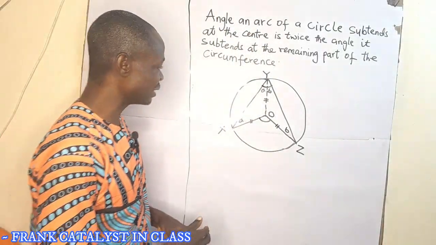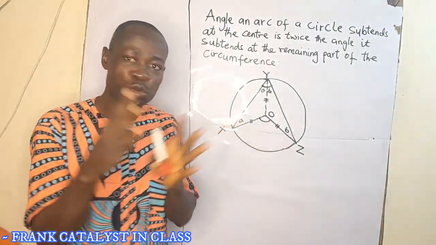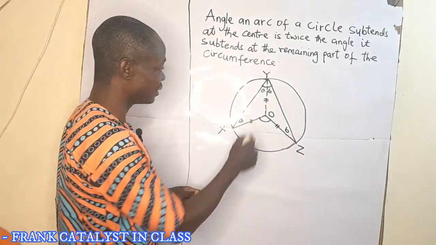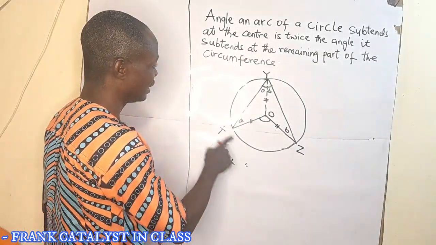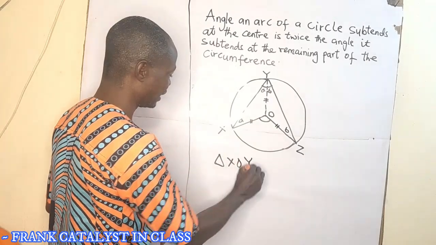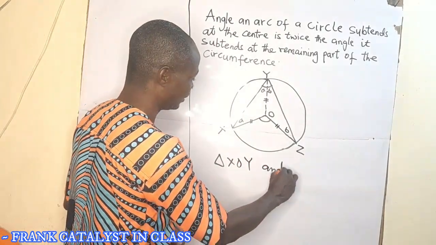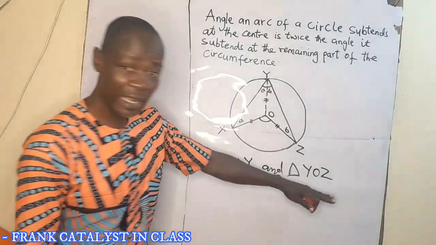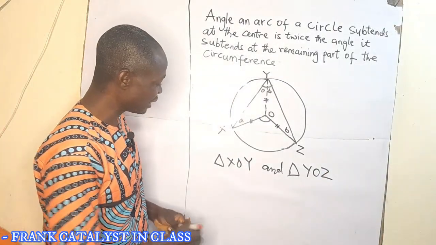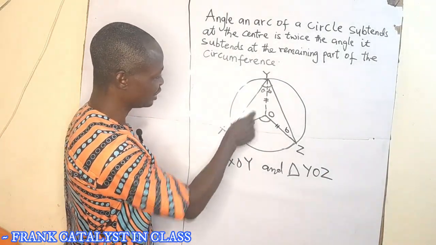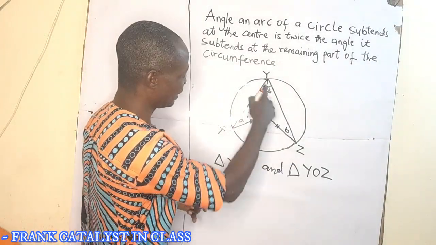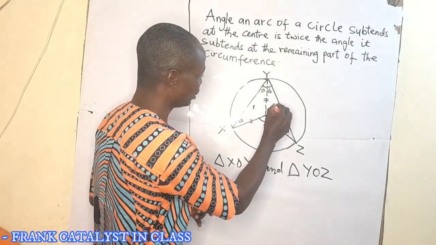Now, when you look at that, you can see I have two triangles in this diagram. I have triangle XOY and triangle YOZ. So triangle XOY, which is this, let me call it 1. And then triangle XOZ, let me call it 2.